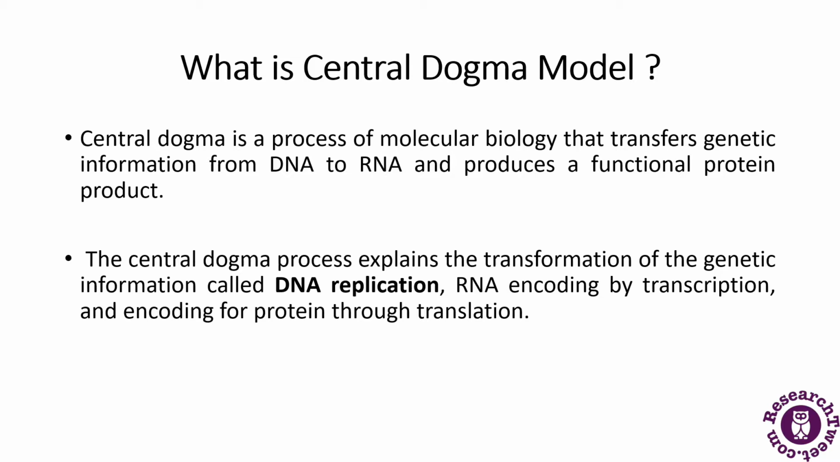Now, what is the central dogma model? The central dogma illustrates the flow of genetic information in the cells: DNA replication, and the coding for RNA through the process of transcription, and further RNA codes for protein by the process called translation. This concept of a sequence of interaction can be understood through a framework.